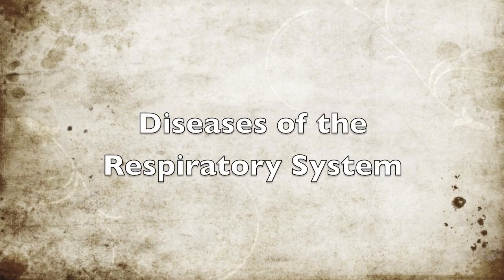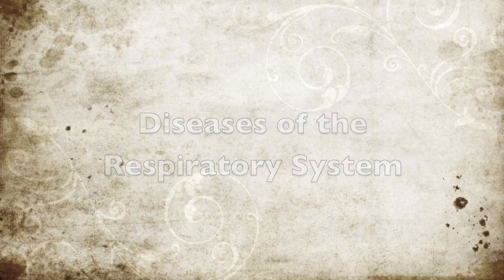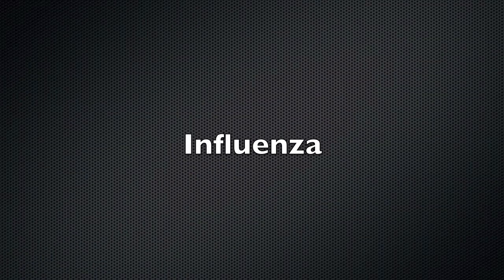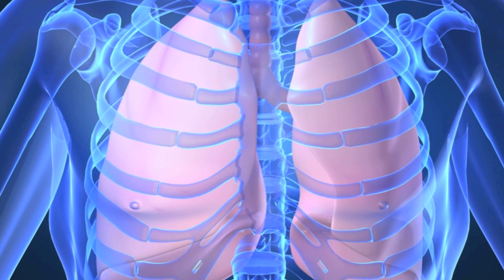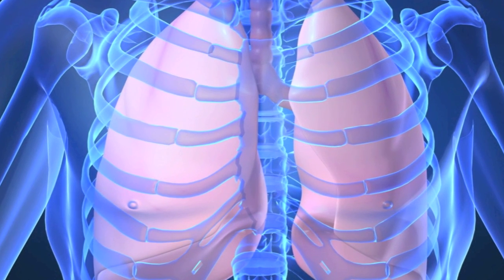We will talk about the diseases of the respiratory system. One of these diseases is influenza. It is caused by a virus that affects the nose, throat, bronchial tubes, and also lungs. The symptoms are more severe than the common cold. It is very contagious. There are three types of influenza: A, B, and C.